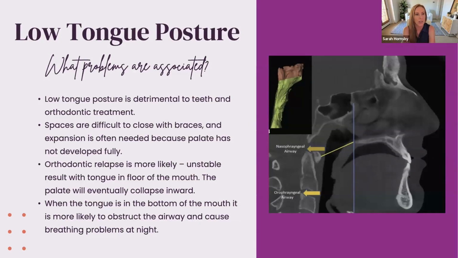But what problems are associated with this low tongue posture? It's really detrimental to the teeth. So this is where we see that spaces can become difficult to close for the orthodontist. The bite might be difficult to close and to get into that correct occlusion. You're more likely to have orthodontic relapse. You're more likely to have kind of that high, narrow, vaulted palate. And when the tongue is in the bottom of the mouth also, it's more likely to fall back into your airway or your throat and make you snore or develop sleep apnea at some point. So there's a direct impact on our dentition and our occlusion, and there's also an impact on our breathing at night and during the day.